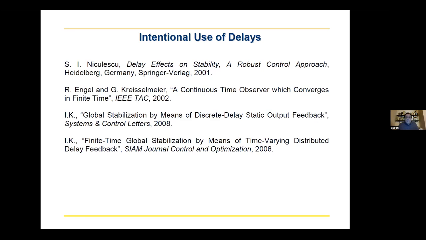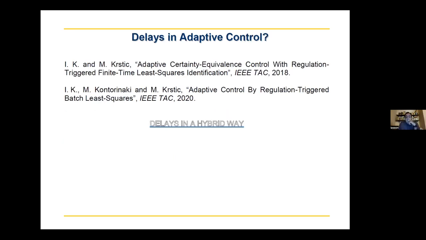And later on, I wrote these two papers about the use of delays in controllers. And many years later, Miroslav and I thought about using delays in adaptive control. And we came up with a hybrid delay scheme, which was regulation triggered, event triggered by means of the regulation error. And we tried to prove results about this control scheme, and we have been able to prove that delays can offer new features in adaptive control. But in these two papers, we use delays in a hybrid way.